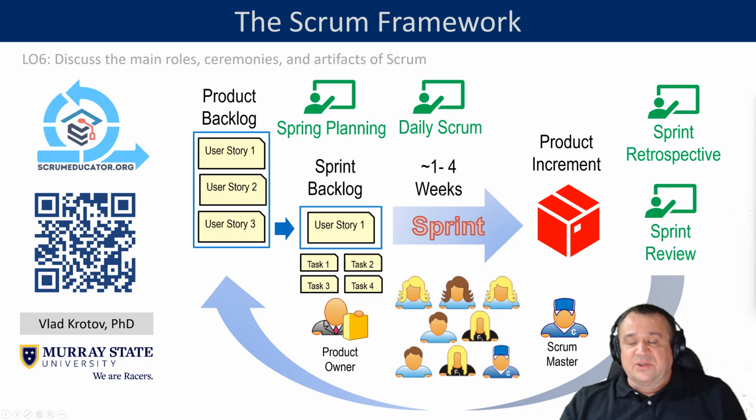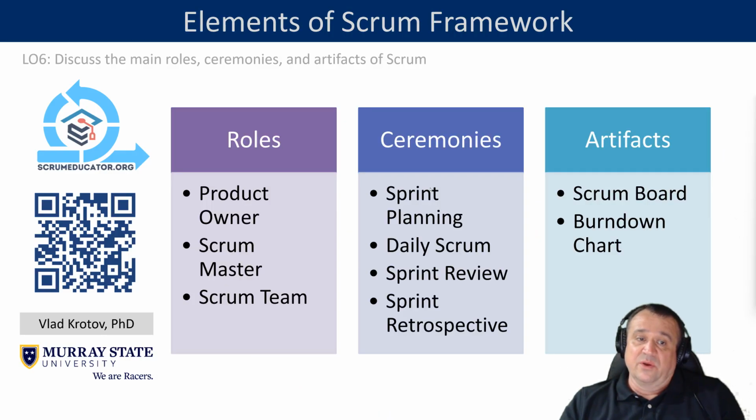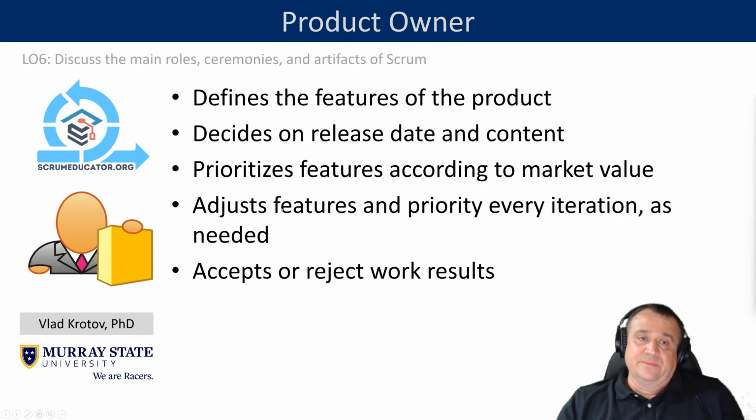So this is the essence of the Scrum framework, and now we're going to zoom in on some of the details of this framework. So we already mentioned that there are certain roles in Scrum, such as product owner, Scrum Master, Scrum team members. We also said that there are certain ceremonies, such as sprint planning, daily Scrum, sprint review, sprint retrospective. And then there are certain artifacts, meaning objects, that are used for organizing Scrum work, such as Scrum board and burn down chart. And we're going to look at each of those elements of Scrum in a bit more detail.